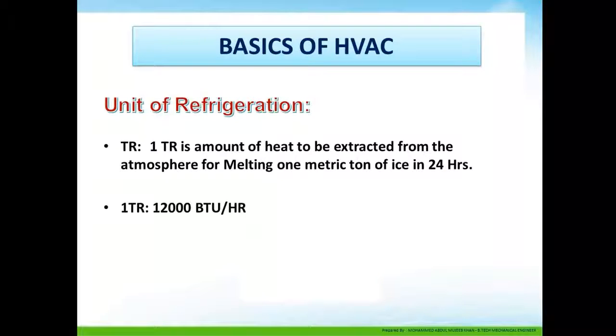Unit of refrigerant. 1 TR is the amount of heat to be extracted from the atmosphere for melting 1 metric ton of ice in 24 hours. 1 TR, tonnage of refrigerant, is also 12,000 BTU per hour, 3,000 kilocalories per hour, or 50 kilocalories per minute.